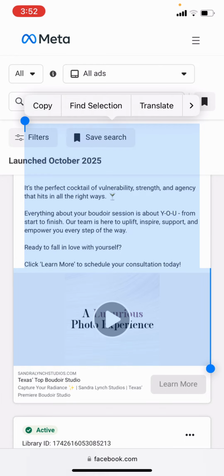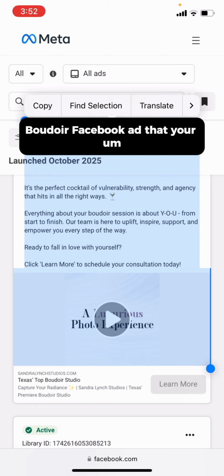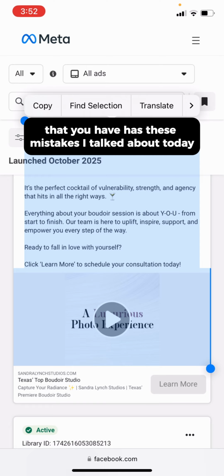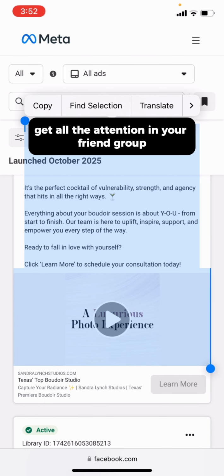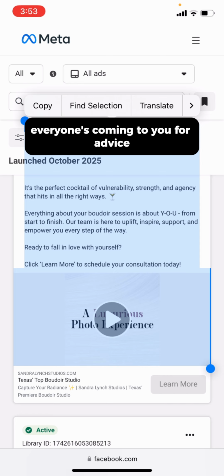So if your boudoir Facebook ad has these mistakes I talked about today, and you want to get it fixed, get better results, higher ROAS, scale the business, get all the attention in your friend group, be the number one boudoir photographer of all your friends, everyone coming to you for advice, then I got 2 options to solve this.